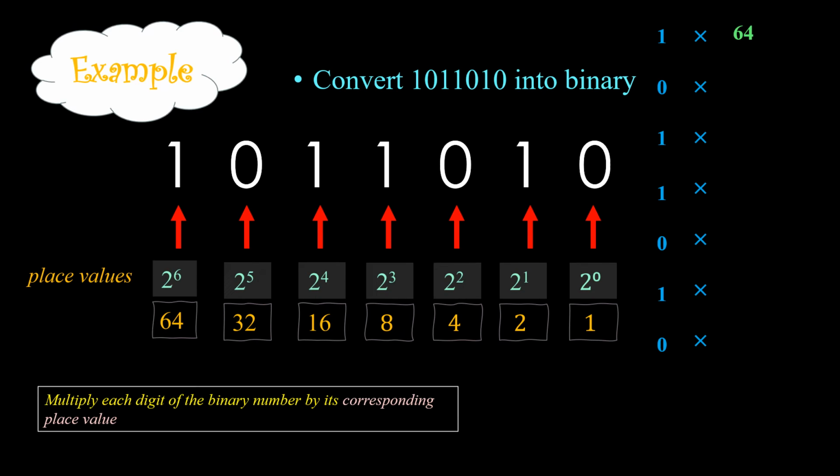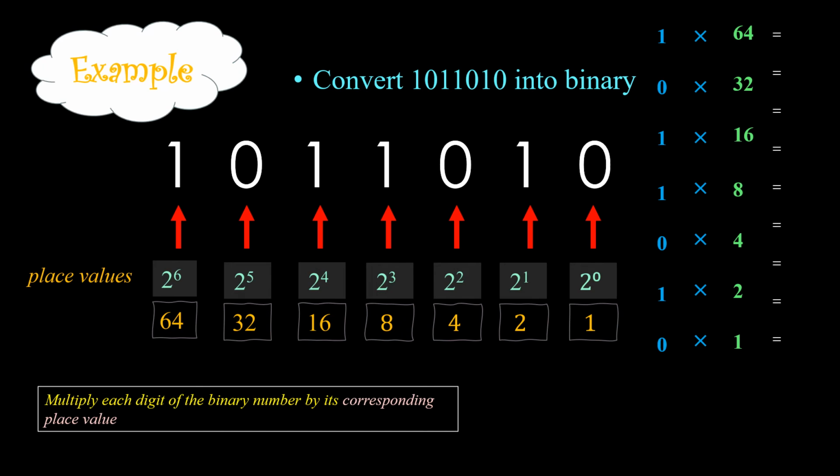Okay, for the first digit, 1 is multiplied by 64, and for the second you have to multiply by 32, and then 16, 8, 4, 2, 1. These are the place values, and now we are going to multiply each digit by its corresponding place value.